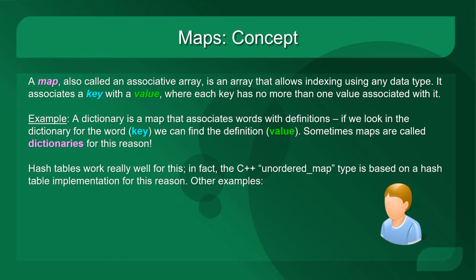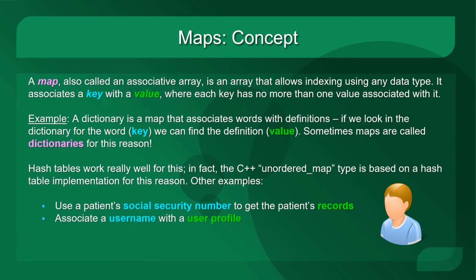Here are some other examples where a map would be useful. We might use a map to associate a Social Security number with some patient's records. In other words, we could look up the patient's records by using the Social Security number. We might use it to associate a username with the user profile so that we could use the username to access that profile. And we could use an auction's ID to trace back to the seller in our records. These are just a few basic examples, but there are many other cases where we could use maps.